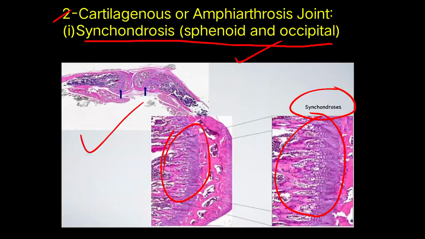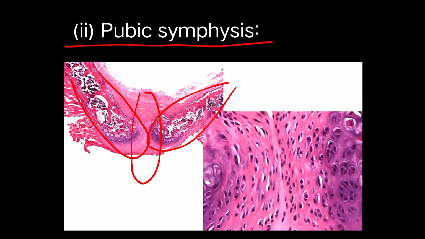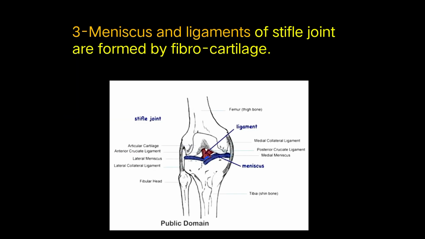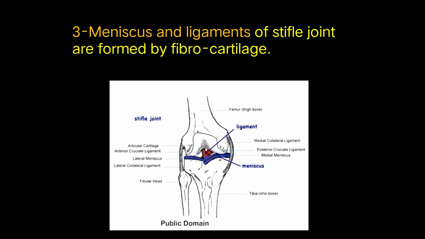Next, we can find it in the pubic symphysis. So this is the pubic symphysis, in which we can find the fibrocartilaginous structure in this location, with numerous lacunae in which the chondrocytes are sitting along with numerous collagen fibers. Then the meniscus and ligaments of the stifle joint are formed by fibrocartilage.